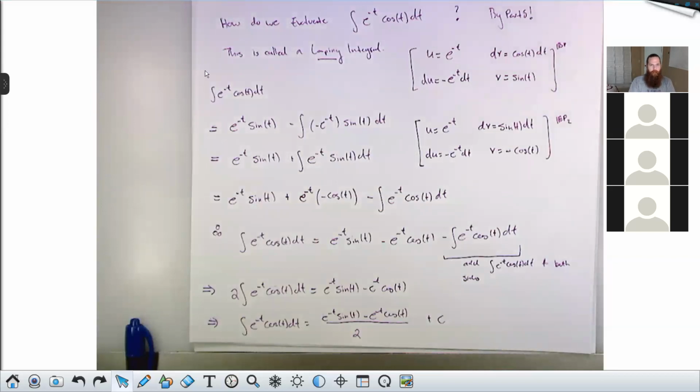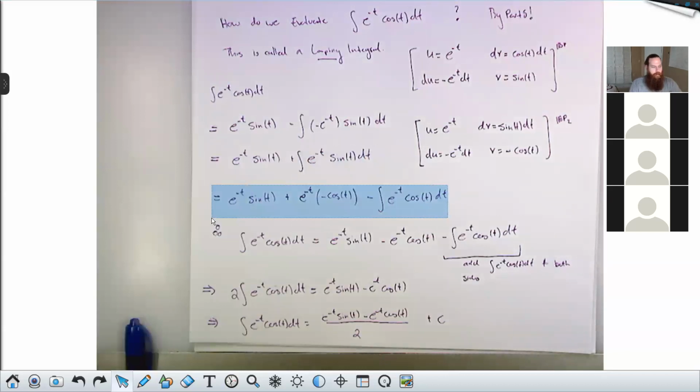So what we did to solve this integral is run integration by parts twice. I run IBP once, and I get this. I simplify here. All right, just minus minus makes plus. So I run integration by parts once on my integral, and that gives me this. I recognize that this is very similar to the original problem. So I run integration by parts one more time on this piece. That gets me here.